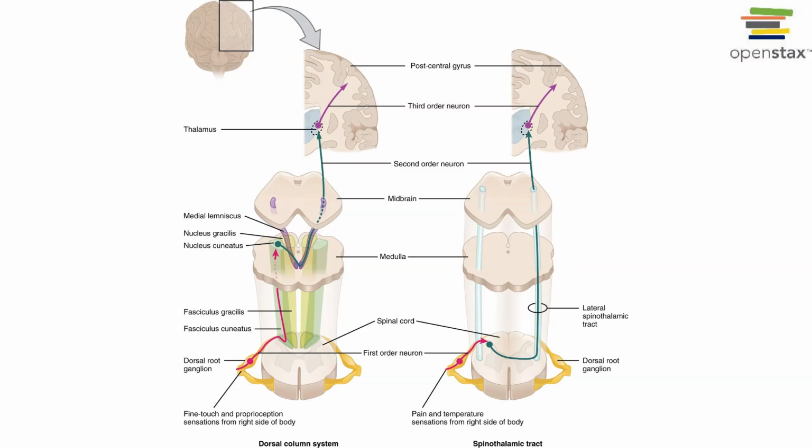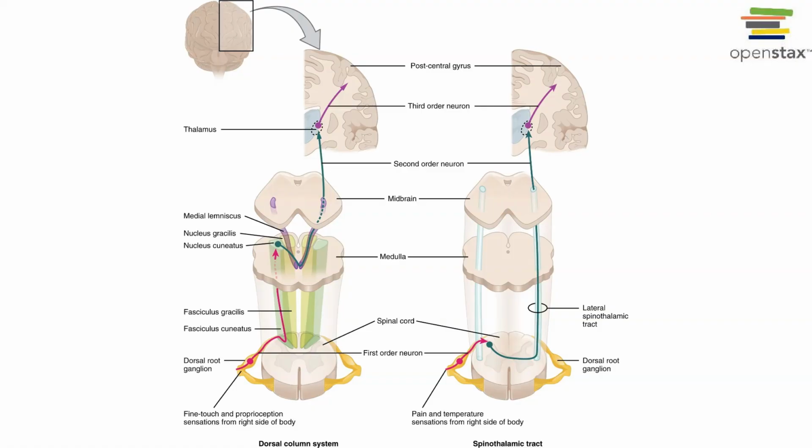There are two key ascending pathways to know. The dorsal column system carries information about fine touch, vibration, and proprioception, your awareness of body position. The first-order neurons enter through the dorsal root and ascend without synapsing in the spinal cord. They travel up the dorsal white columns to the medulla oblongata. There, they synapse with second-order neurons, which cross to the opposite side and ascend to the thalamus.